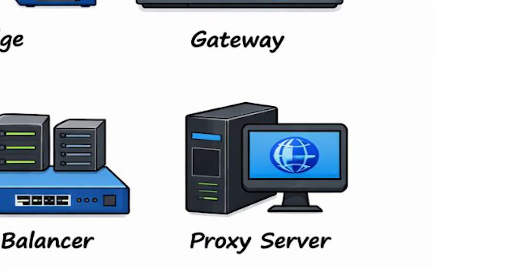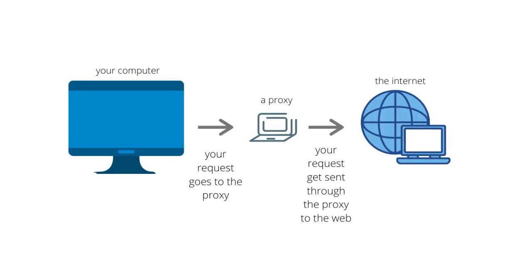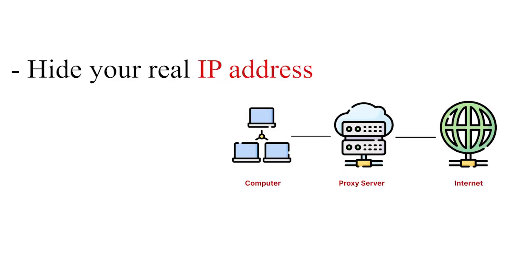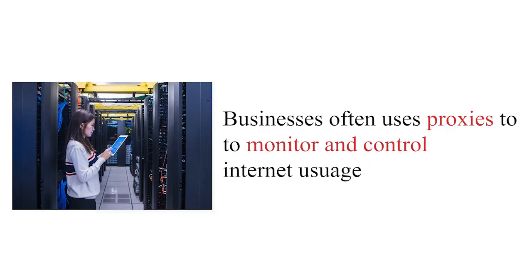Proxy Server. A proxy server sits between a user and the internet. When you request a website, the proxy makes the request for you and then sends the result back. This can hide your real IP address, filter content, or store copies of frequently accessed websites to speed up access. Businesses often use proxies to monitor and control internet usage.